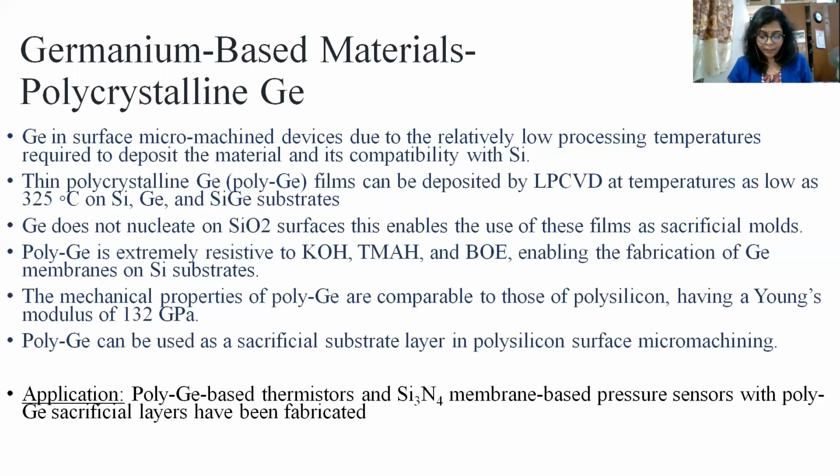Polysilicon has comparable mechanical properties to silicon, having a Young's modulus of 32 GPa, and can be used as a sacrificial layer on silicon oxide by using an appropriate etchant. The applications of polycrystalline germanium are thermistors, and it is also used as a sacrificial layer.